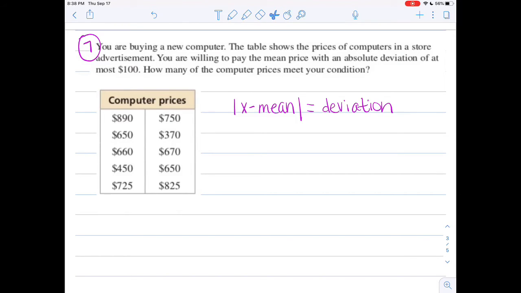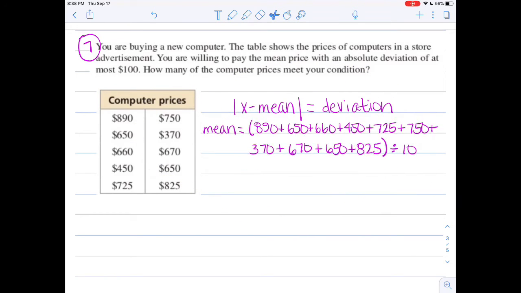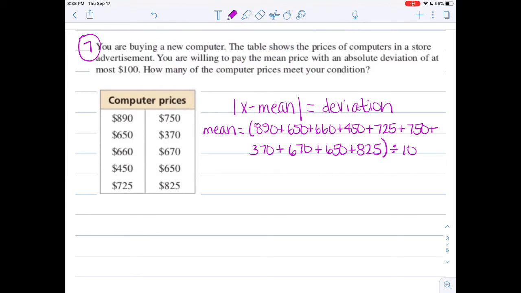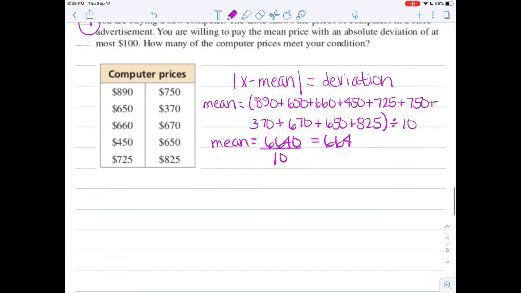So our mean in this case is going to be adding up all 10 computer prices and then dividing by the number of computer prices, or 10. I cheated and had this written ahead of time. So the mean is adding up all those numbers and then dividing by 10. When you add up all of those numbers, you get that the mean is equal to 6640 divided by the number of computers, 10. So we have $664 is the average or mean price.